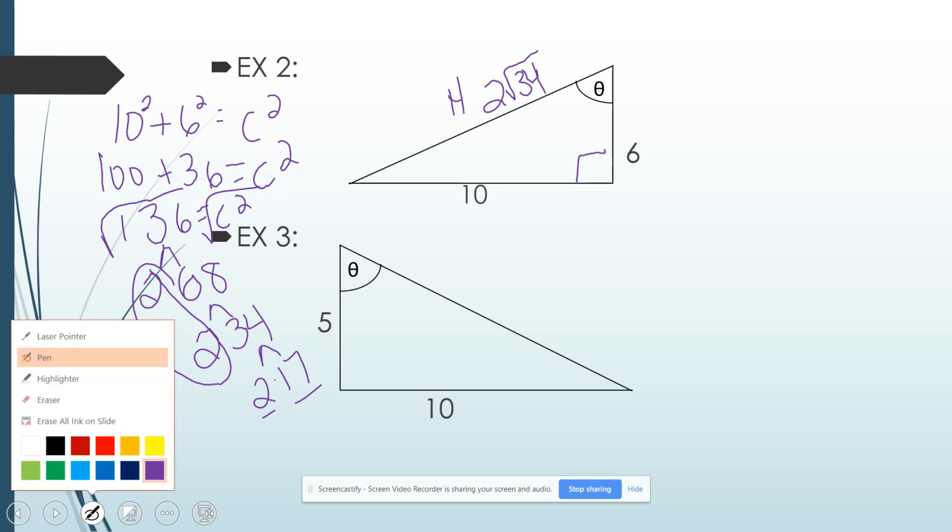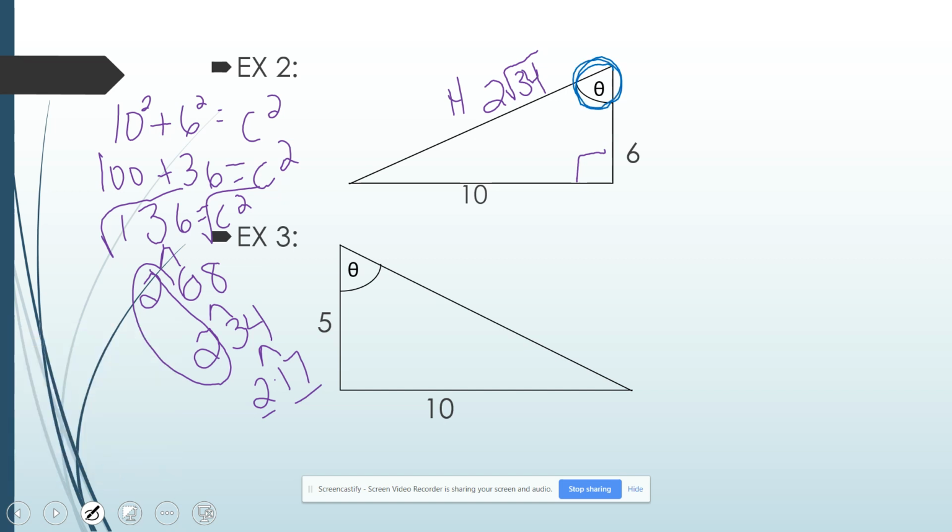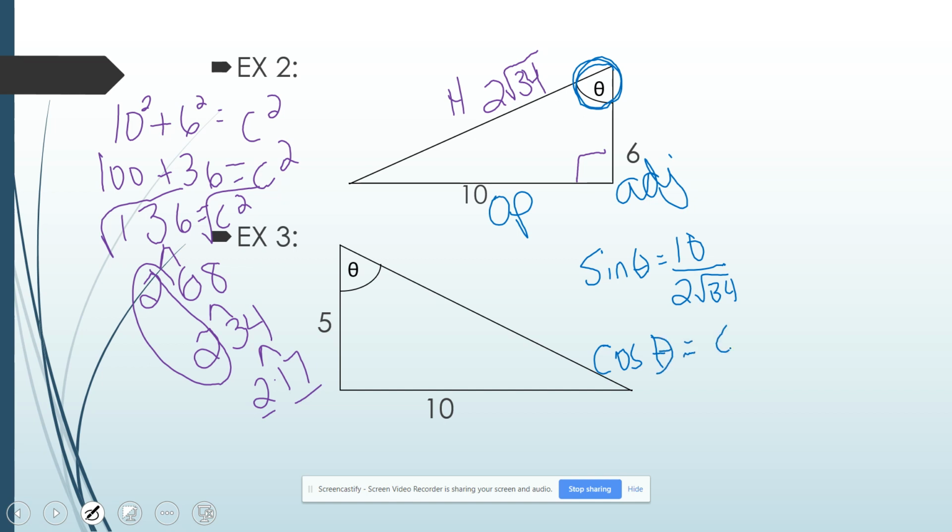With my theta being in the upper right-hand corner here, that makes 10 my side opposite and 6 my side adjacent. So we have sine theta is opposite over hypotenuse. Cosine theta is adjacent over hypotenuse. And tangent theta is opposite over adjacent.